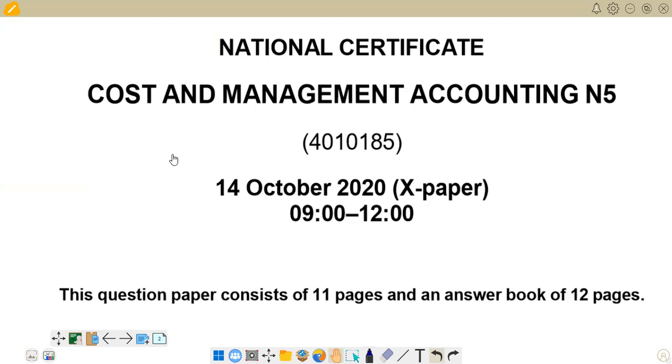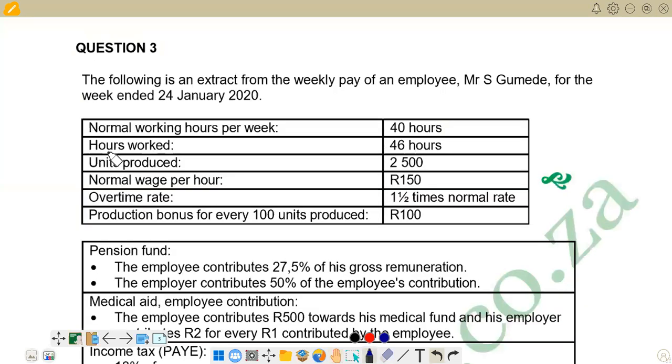Today, I want to look at the question paper of October 2020. This is the question paper that we have for today, October 2020. And then we are going to look at question 3 of that question paper, whereby we are going to calculate the net wage on that question. So we can go to our question.